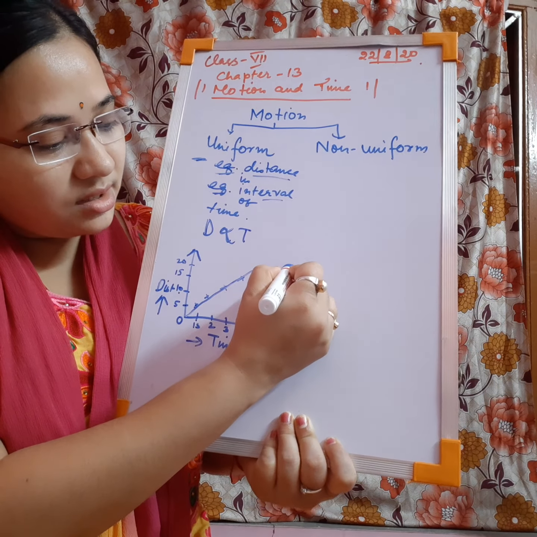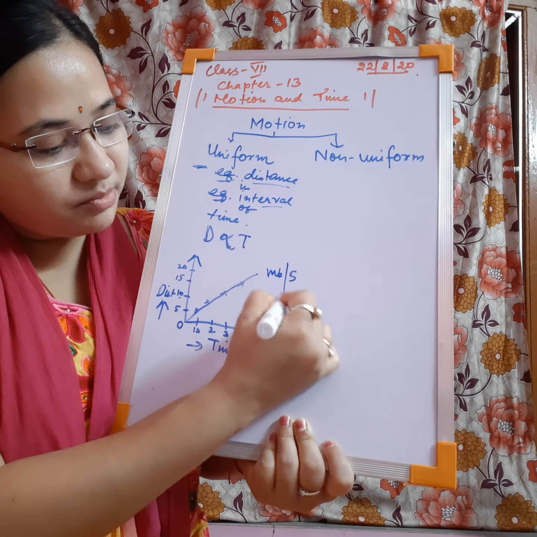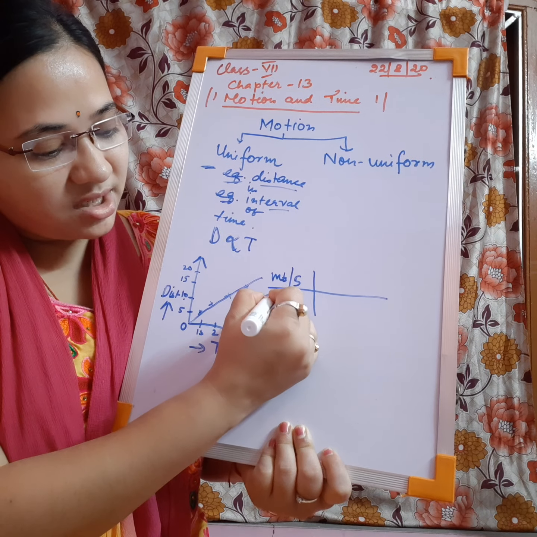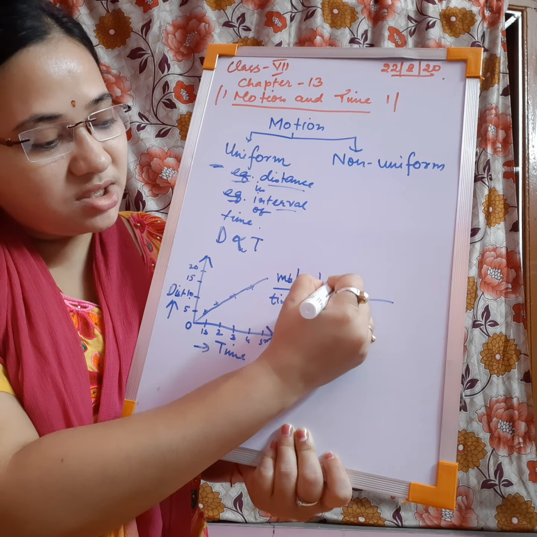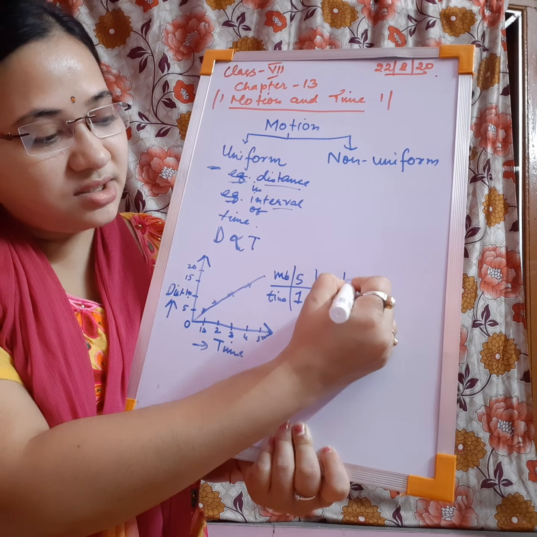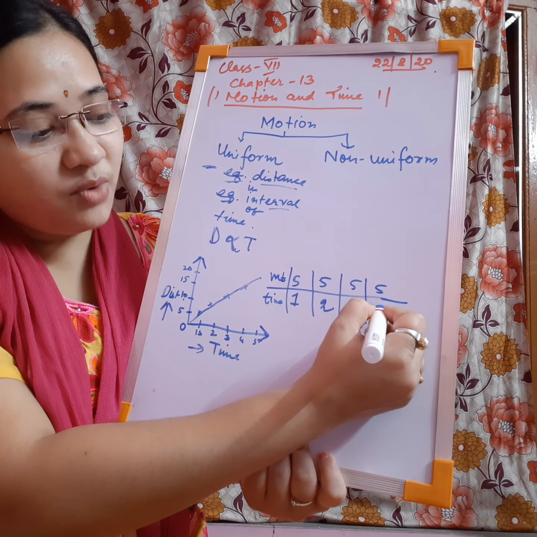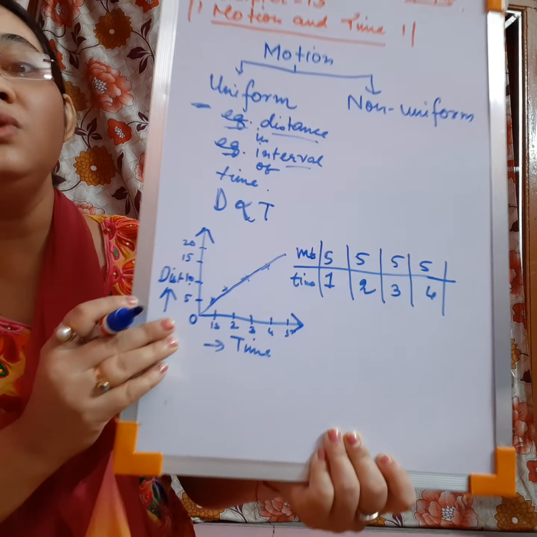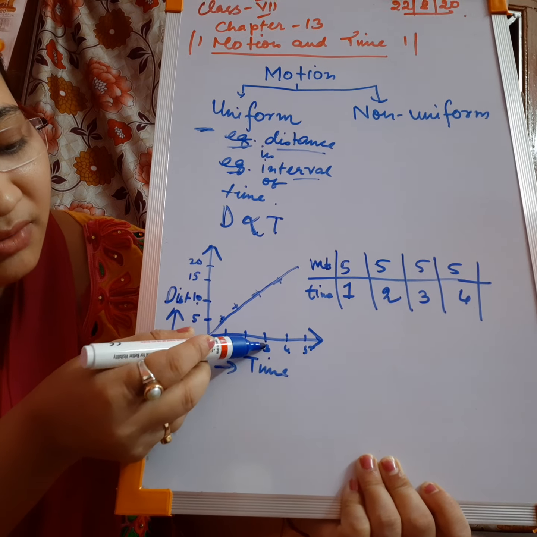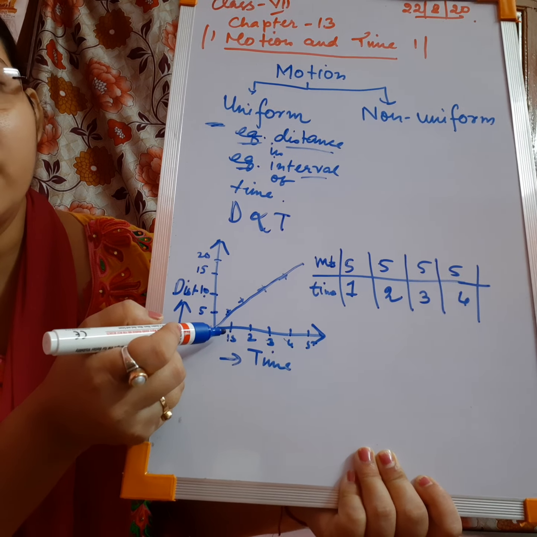That means the first 5 meters, suppose this is t, it has traveled in the first second. Then the next 5 meters it has traveled in the next second. Then again the next 5 meters it has traveled in the next second. So in this way, see, every 1 second it is going 5 meters only. That is why it is called uniform motion.